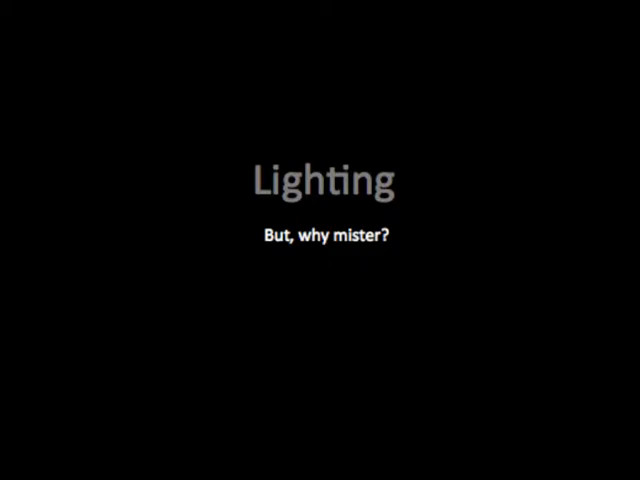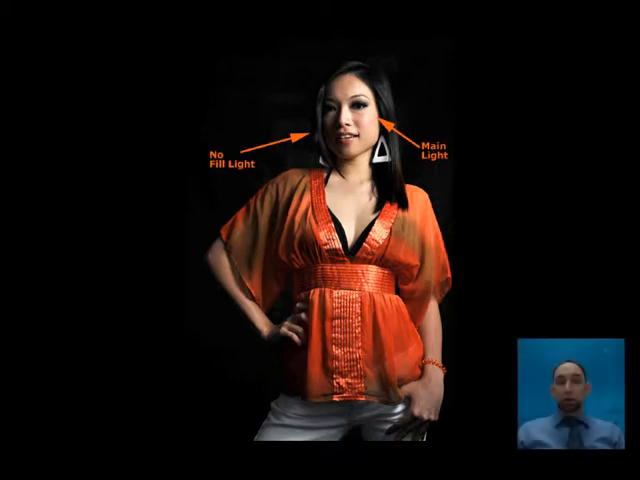In this video, I want to talk about why you might light certain things, or why you might light people or objects. And what I'm talking about is why you would light them differently than you see them on a normal basis. So in this first example, you have this woman who's in a pose, and it says main light and no fill light.